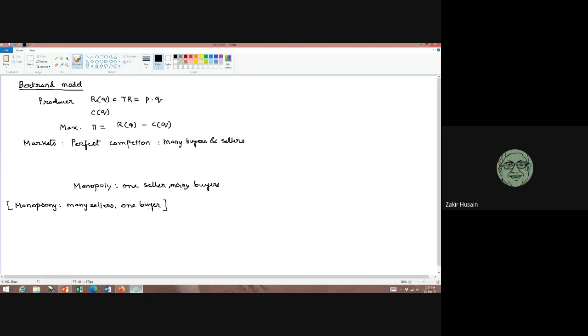Can you think of an example of this? Yes, sir, the defense market. Only the government is buying defense products, but many private companies produce them. Okay. Or we can think of there's only one factory in a locality. So all the workers have to go there and try to get work. So you have many sellers of labor, but only one buyer of labor. Okay, so we have perfect competition and we have monopoly, and in between we have monopsony, and we have something called oligopoly.